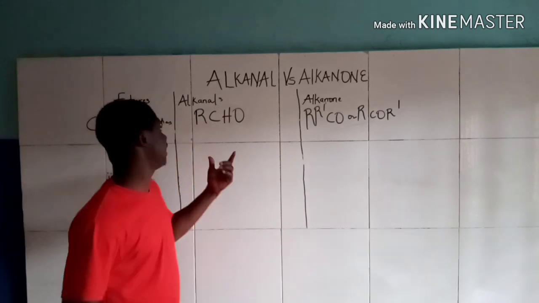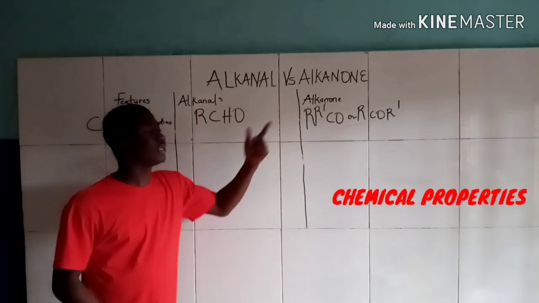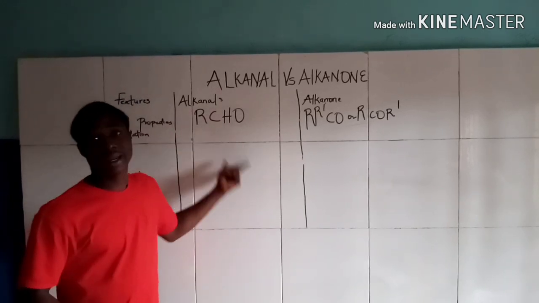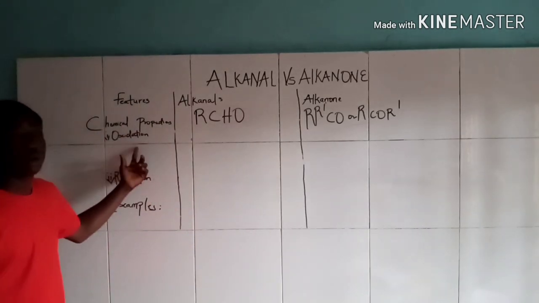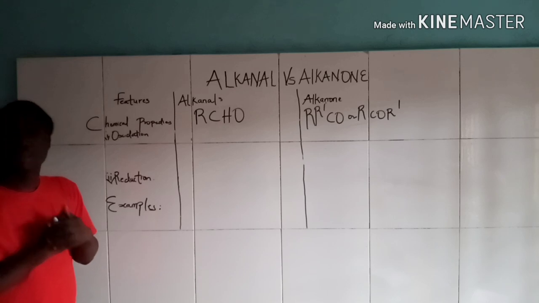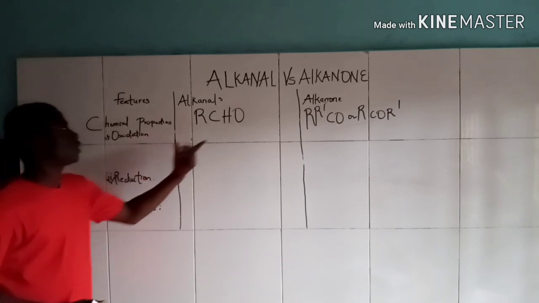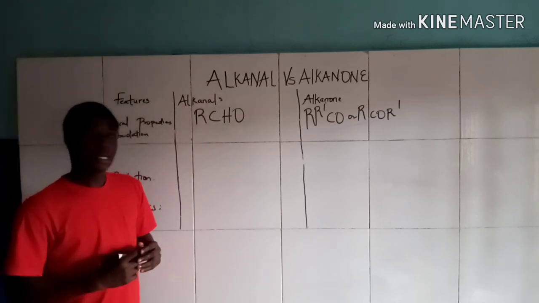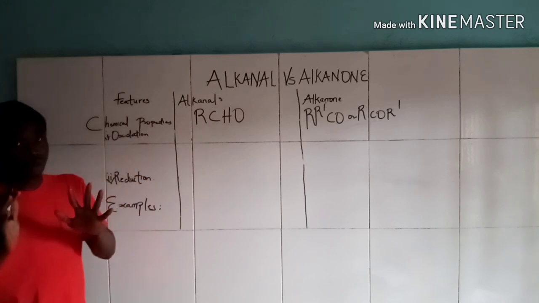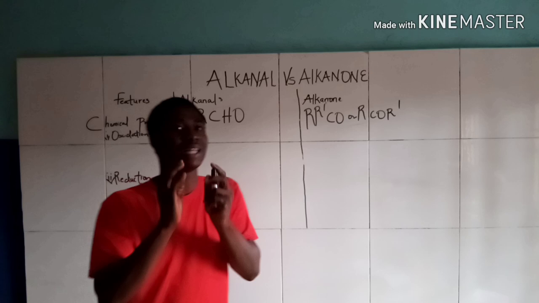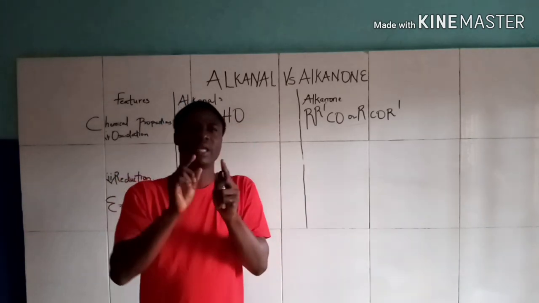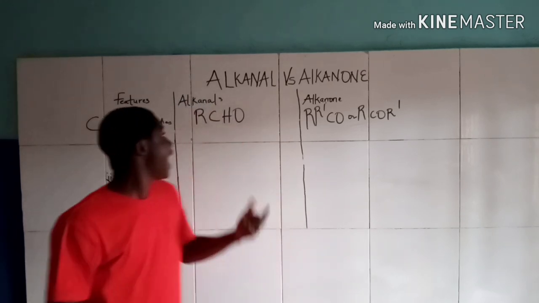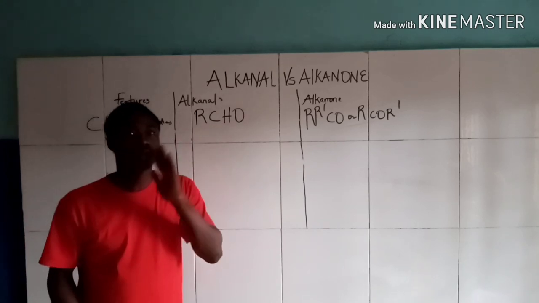Now, let's quickly talk about the chemical properties of alkanals and alkanones. Basically, these two carbonyl compounds called alkanals and alkanones undergo oxidation and reduction as their chemical property. Let me quickly talk about the oxidation and reduction reactions of alkanals. First thing first about oxidation, you need to know alkanals can be oxidized readily to give us carboxylic acid. This is simply because of the hydrogen directly attached to the carbonyl compound.